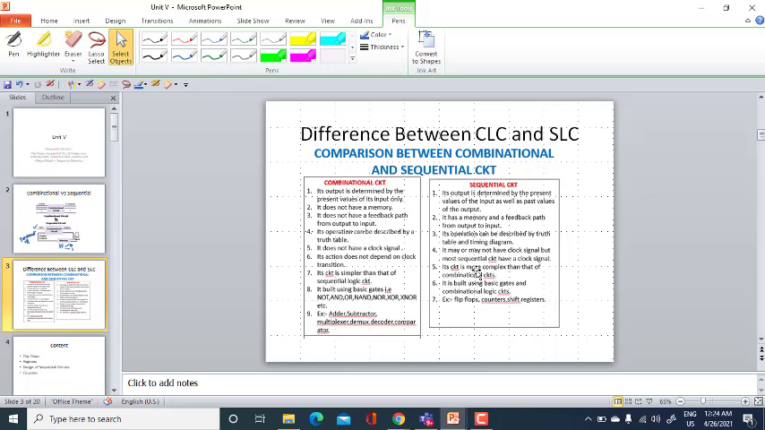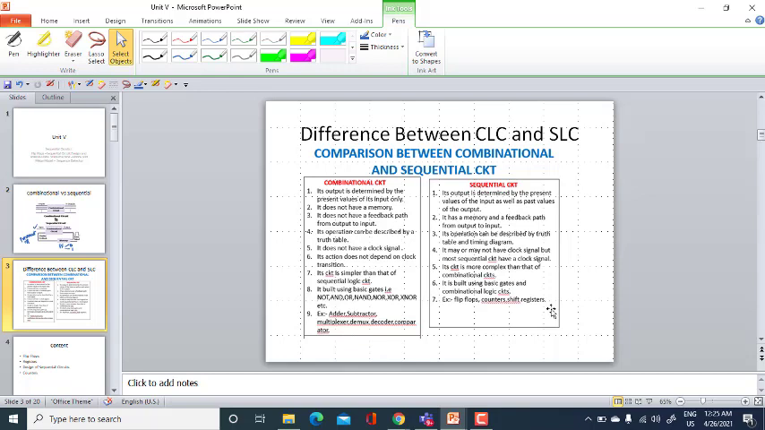And this circuit is more complex because you have a feedback path, right? And with the help of memory and the clock signal, this circuit is complex. And it can be built by using logic circuits and combinational logic circuits. Examples are flip-flops, counter and shift register.